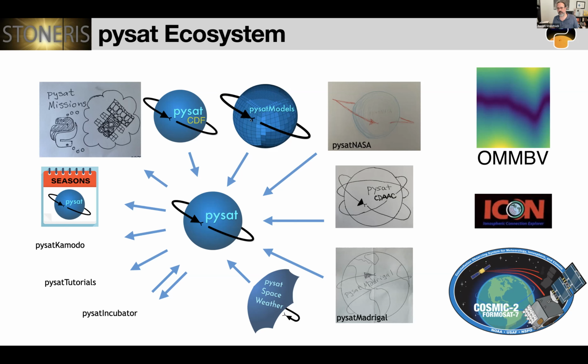PiSat Models provides access to a few model data sets. Right now it's TIE-GCM, SAMI2, and something called DynaOS, which is a generalized database modeling thing that I've been working on myself. So PiSat Models provides plugin support to load all those different things, but it has a variety of functional routines in there to make model and data comparisons possible. So this would be like interpolations and things like that.